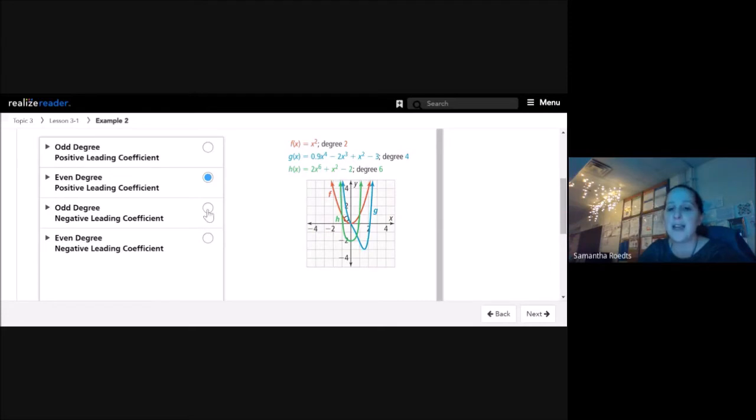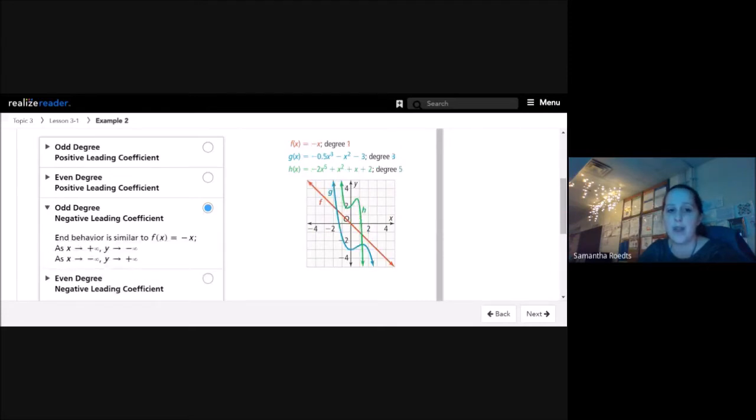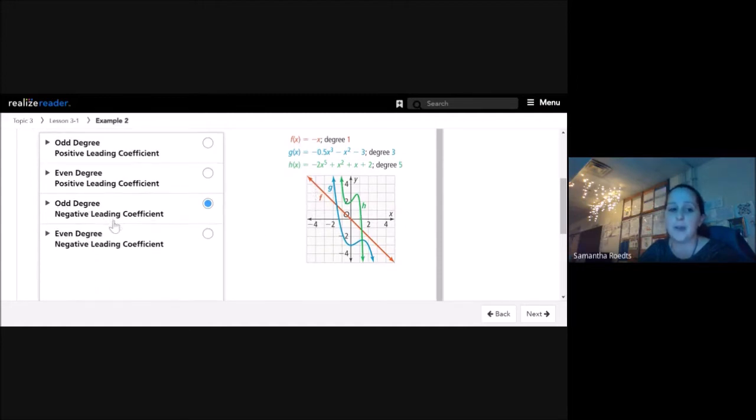Odd degree and negative leading coefficient. So end behavior is similar to f of x equals negative x. So this line here has a negative slope. As x approaches positive infinity, so as I get bigger x's, my y values decrease, they go to negative infinity. As x approaches my larger negative values, or negative infinity, my y values are increasing, going towards positive infinity.